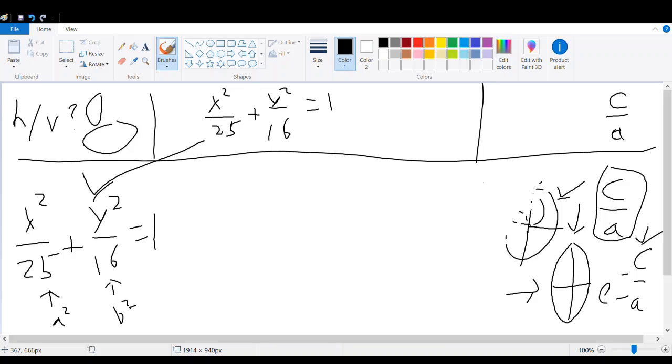So how do we use that to know if it's horizontal or vertical? Well, A is always bigger, which means X has to be 5 for this to equal 1, and then Y is 0. That'll be one of the coordinates for our vertices, plus or minus 5, 0, because -5 squared is the same thing as 5 squared. Our other coordinates, for our co-vertices, because they're smaller, are 0, plus or minus 4, because that makes this 1 over 1.